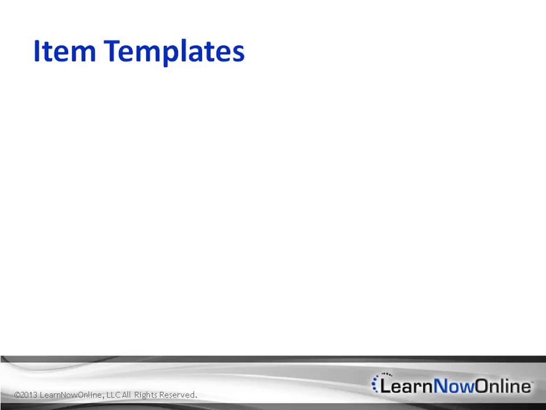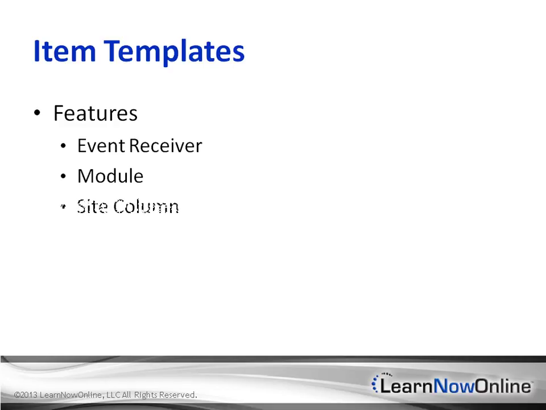So SharePoint has shifted some of the project template choices now into item templates to give more flexibility in projects. Some of the usual templates that have been there since Visual Studio 2010, event receiver and module, these are all for feature elements. This is new. This is the site column.